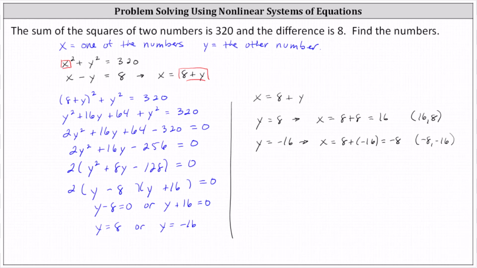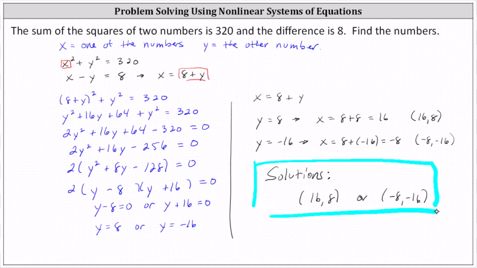There are two positive numbers where the sum of the squares is 320 and the difference is 8. And there are two negative numbers in which the sum of the squares is 320 and the difference is 8. So the solution, or solutions as ordered pairs, are 16 comma 8 or negative 8 comma negative 16. I believe in the homework, we only want the positive solution.